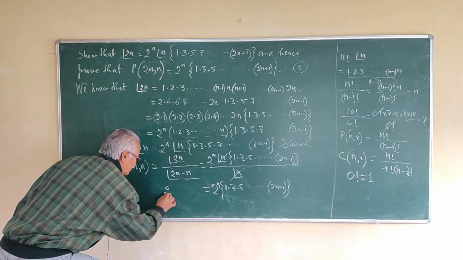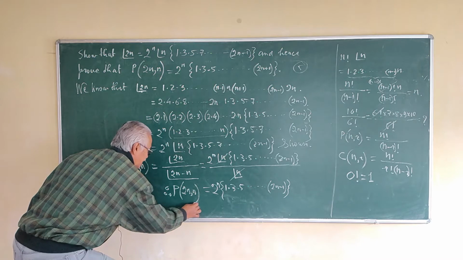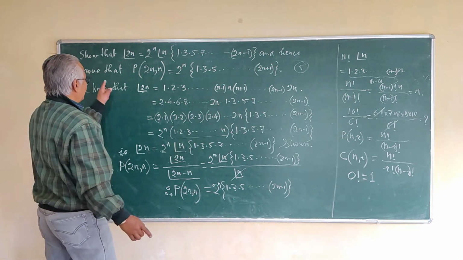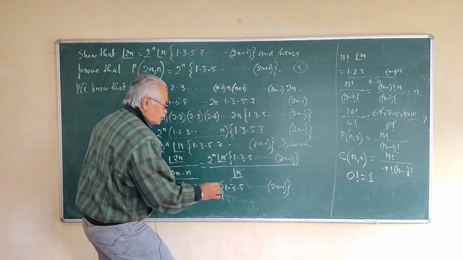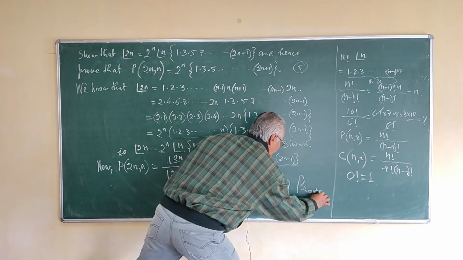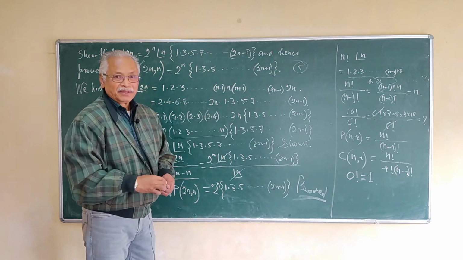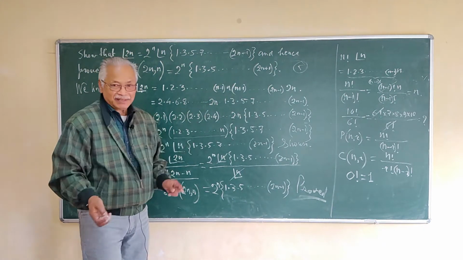Therefore, what have you done? P of twice n is equal to that. You are supposed to prove it, so you can write: proved. Okay, proved. Hope I'm clear to you, right? Okay, we'll go for the next exercise.